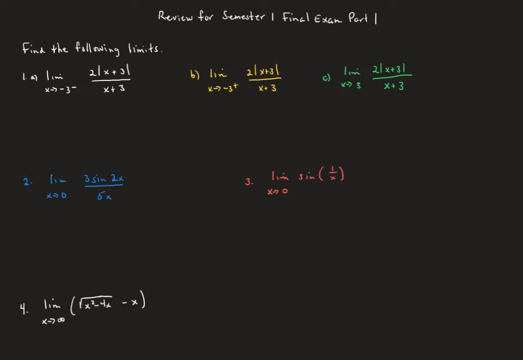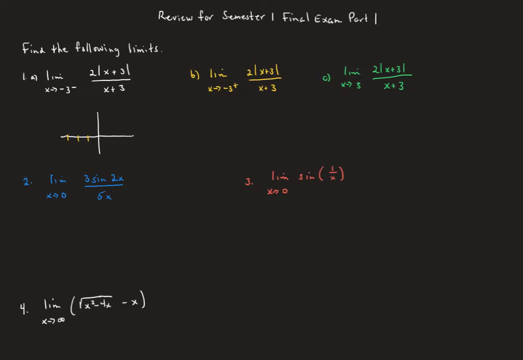And here we have the limit as x approaches -3 from the left of 2 times the absolute value of x plus 3 over x plus 3. So a graph might help us see what's going on here. If we look at what's happening at -3, because if we direct substitute in -3, we're going to get 0 over 0, which is indeterminate.